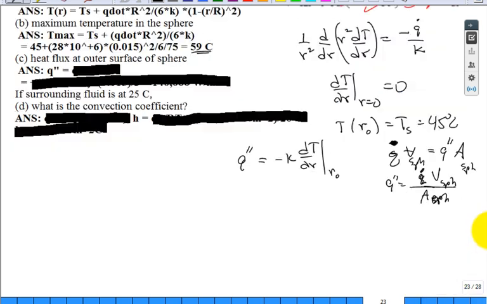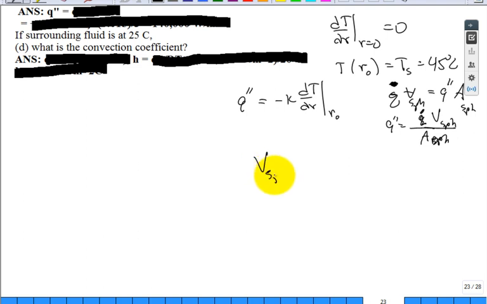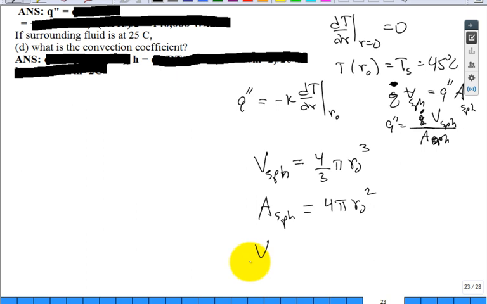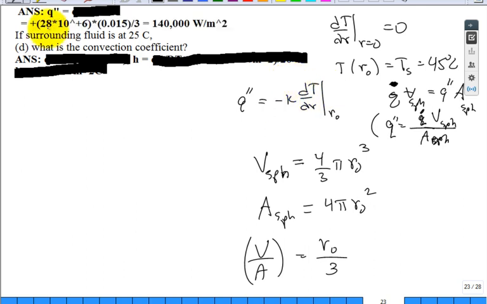Okay, let me scoot down a little bit. Who recalls the volume of a sphere in terms of radius, R naught? What's the volume? You are good. 4/3 pi R naught cubed. What's the area of the sphere? 4 pi R naught squared. So if I do the volume divided by the area for the sphere, what does that turn out to be? R naught divided by 3. You don't have to differentiate and all that. This is q dot multiplied by R naught divided by 3.